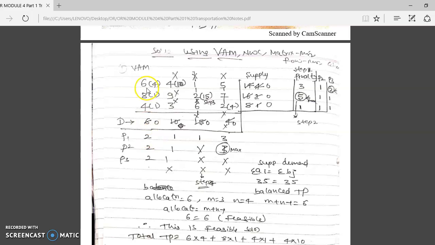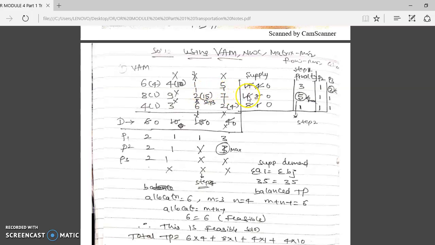So, first column 4, 6. Difference is 2. Second column 3, 4. Difference is 1. Third column, the two smallest elements are 2, 1. Difference is 1. Similarly, 2, 5, 3. Among these column penalties and row penalties, the maximum penalty is 5. So, in this row, find the least element. The least element is 2.